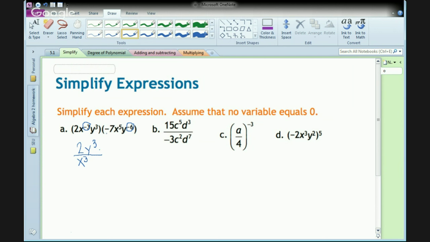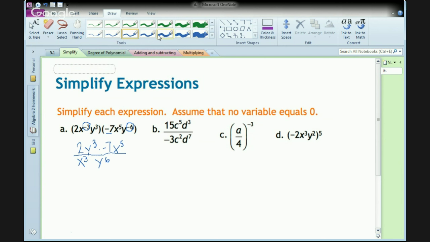And negative 7, it's a negative number, but it's not a negative exponent. So I'm just going to rewrite it. It's going to be negative 7. X to the 5th, positive exponent. But my y to the negative 6, that's a negative exponent. So I'm going to bring that down to make it positive. So far, we've done pretty good. We got rid of all the negative exponents.